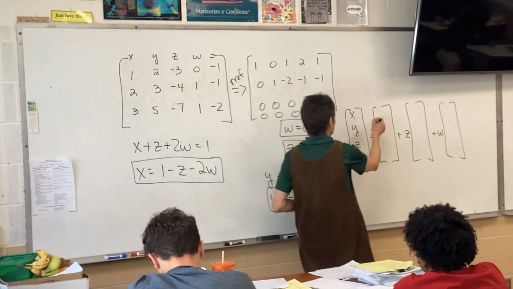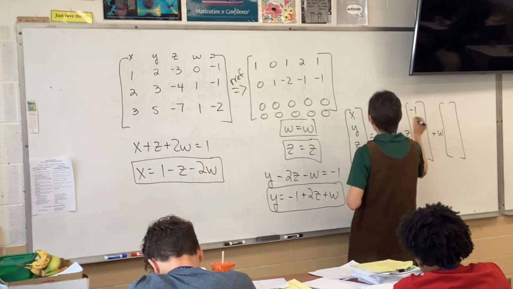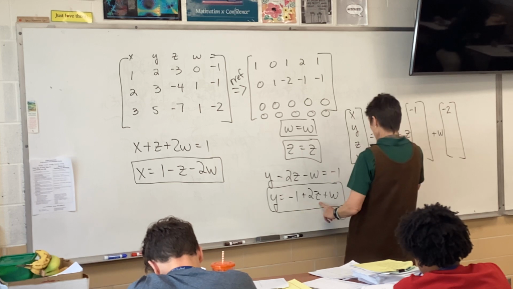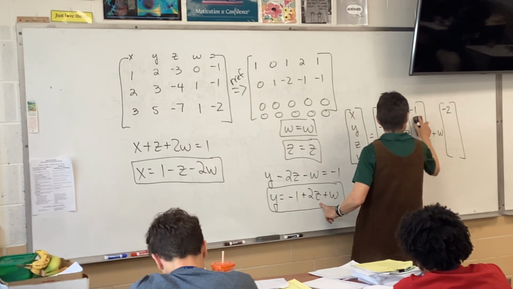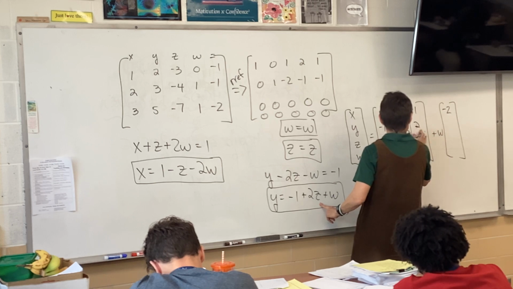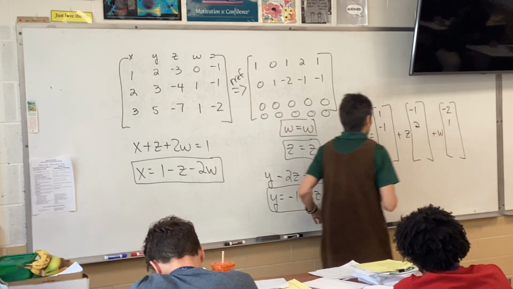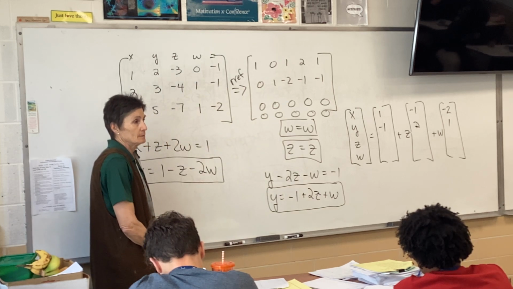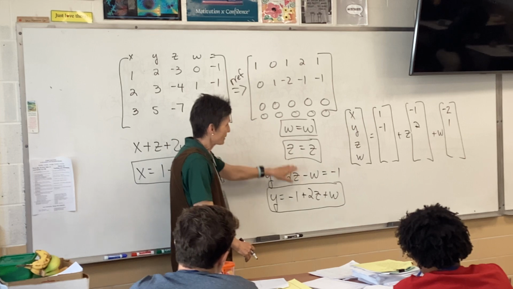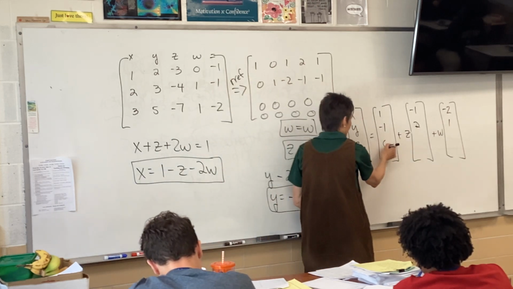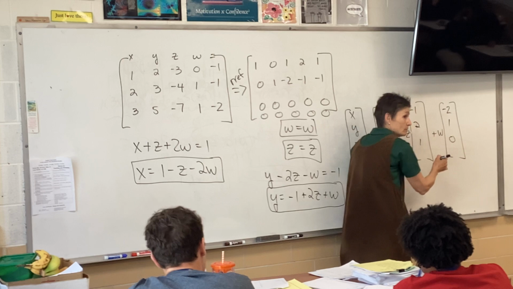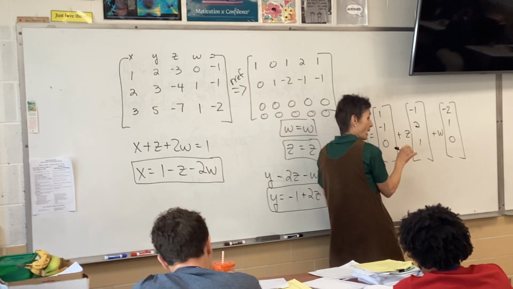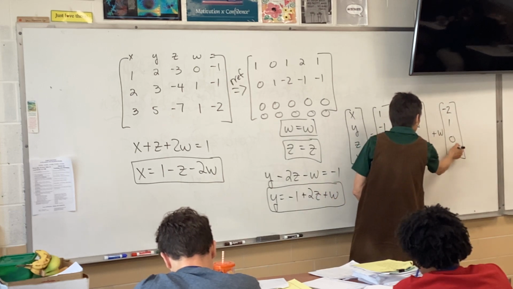So 1, minus 1, minus 2. -1, plus 2, plus 1. Okay, now help me out. What do I do with z? It says z is z. So 0, plus 0. 0, 1, 0. There's no w's in z. And then what about the bottom? 0, 0, 1.